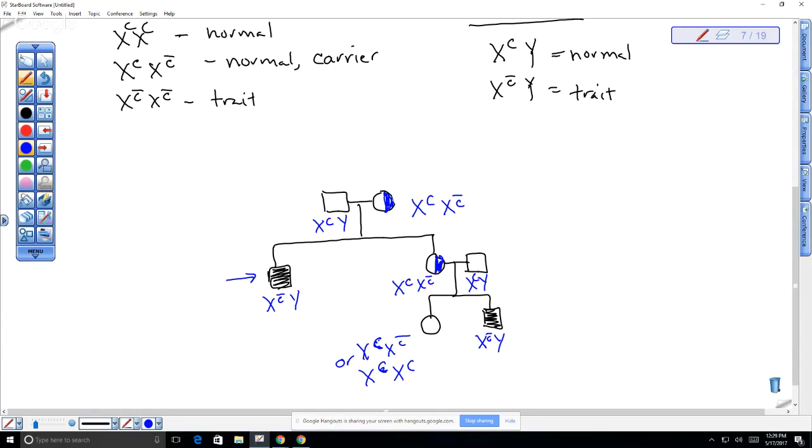Now, if they have another male offspring, what is the probability that that male offspring will have color blindness? 50%. Since he gets his Y here, it depends upon whether he gets this X chromosome from his mother or this X chromosome from his mother. So there's a 50% probability that male offspring will have color blindness. The thing about X-linked and sex-linked traits is that it depends upon the sex. Sometimes it's the same probability, but in this case it isn't. So the sex affects the probability of having the trait. Does that make sense to everybody?